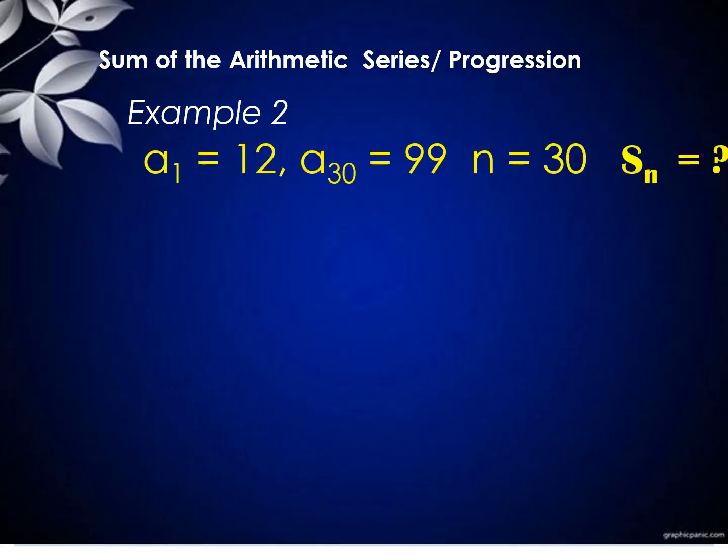Okay, so this time, we are now able to solve the summation. Kompleto na yung ating mga dapat mailagay sa formula. So again, your a sub 1 is 12. Ito yung ating unang term. Yung a sub 30 mo is 99. Yung n is equal to 30. And we're looking for S sub n, yung summation.